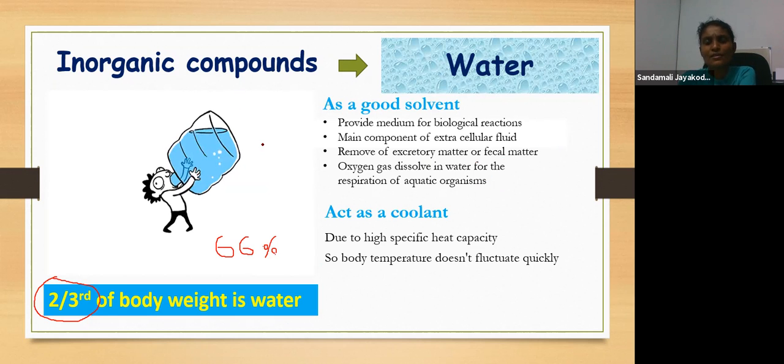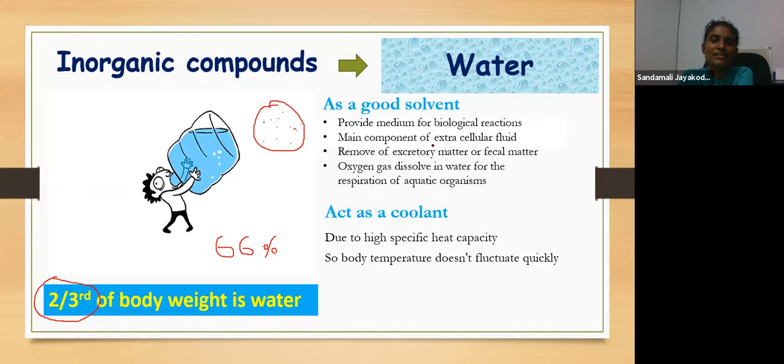So let's discuss the importance of water. It acts as a good solvent. So it provides a medium for biological reactions. All the biological reactions occur in cells, in their cytoplasm. Cytoplasm contains a large amount of water. So all the biological functions occur in this watery, liquid medium. So it provides the medium.